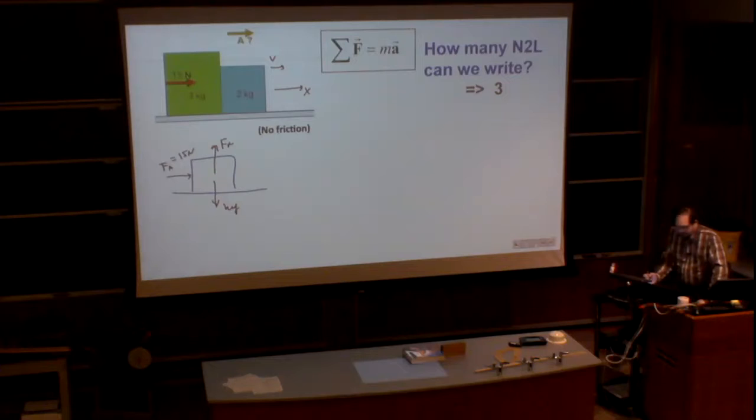Are we done? So, no friction. In general, I would have to add another arrow in the opposite direction, but if there is no friction, there is no that arrow. Are we done with the forces? You say no. What's missing?